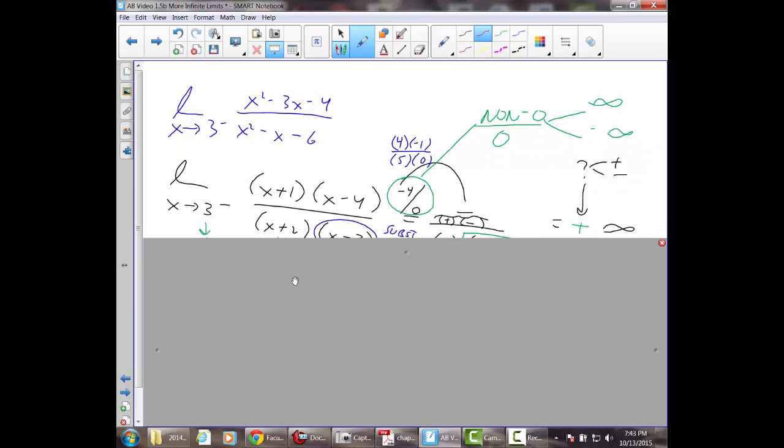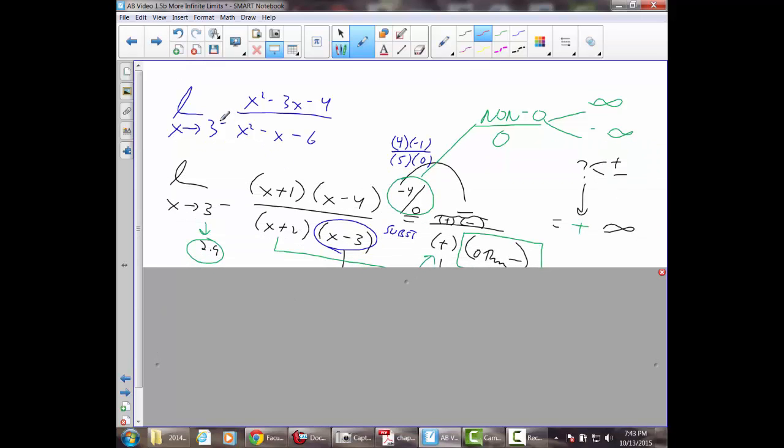Here's another one. If you do substitute, you will get a non-zero over 0. It might take you a while to figure that out. At any rate, you're going to factor. So I factor the numerator, factor the denominator. Notice there's no common factors in the numerator and denominator, so there's no point discontinuity. So I will have a vertical asymptote at negative 2 and at 3.